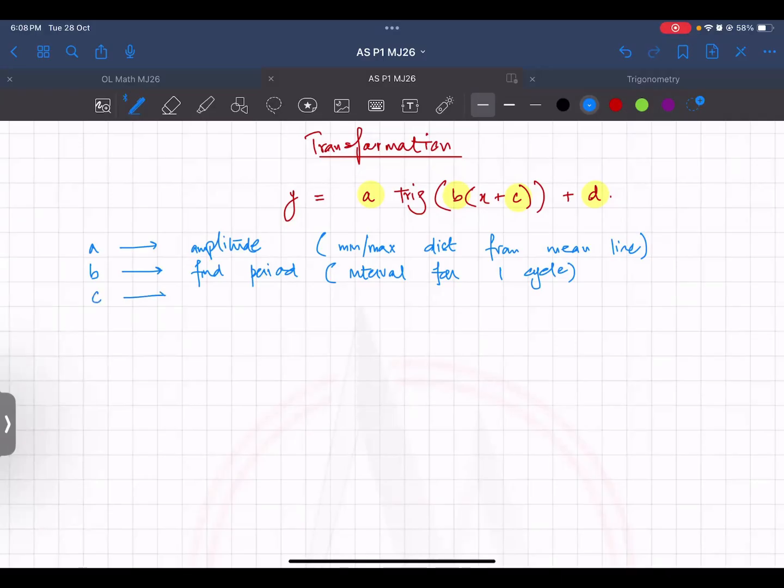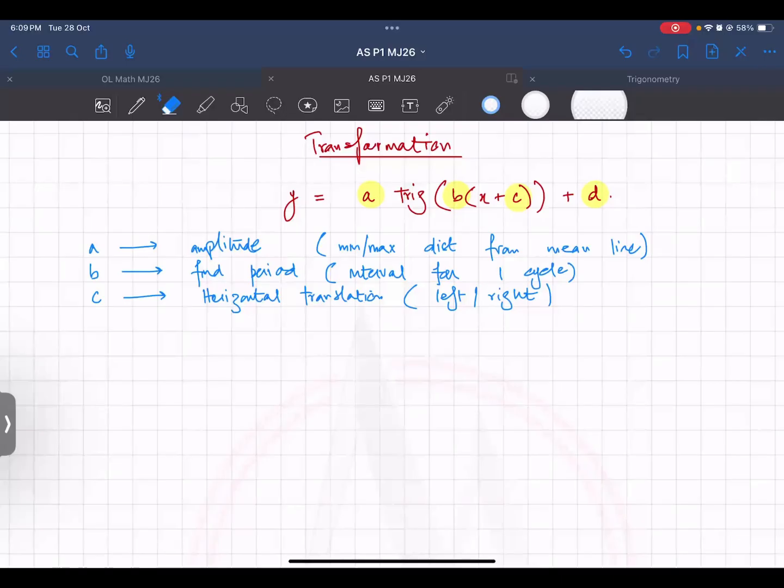C is your horizontal translation, or left-right movement. How much it will move to the left, how much it will move to the right, depends on the C value. If your C is 0, then it won't move in the left or right direction. It would be the same as what we have drawn previously. Then your D. D is your vertical translation, up and down.